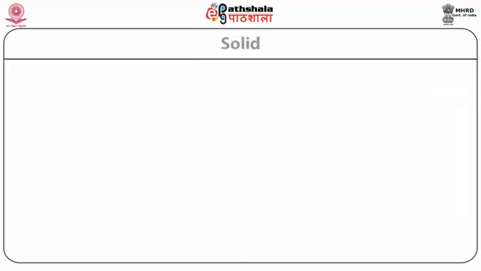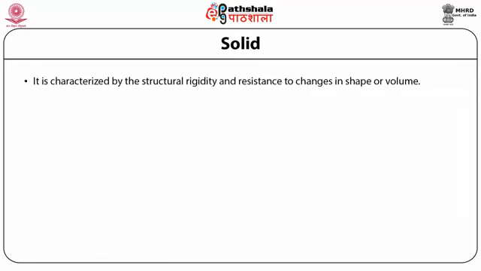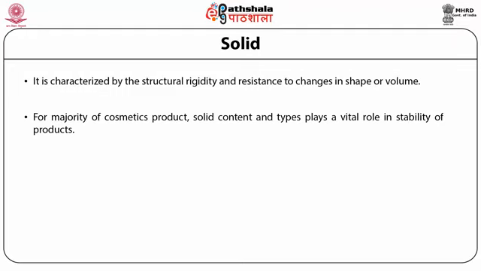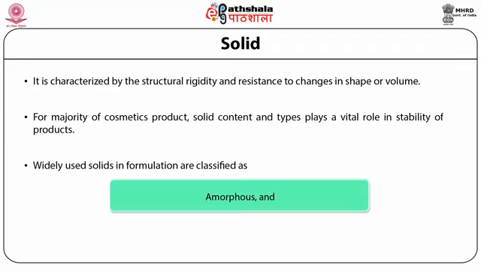Now coming to solids, they are characterized by structural rigidity and resistance to change in shape or volume. As we all know, for the majority of cosmetic products, solids content and types play an important role in the stability of the product. For example, amorphous solid powder is more soluble than crystalline powder. It reflects that more amorphous powder will be dissolved, solubilized in a small volume of liquid to enhance the appearance. Hence, the solids in formulations are classified as amorphous and crystalline solids. When the atoms are tightly bound to each other in a solid in a regular geometric lattice, it is a crystalline solid, or if irregular, it is termed an amorphous solid.